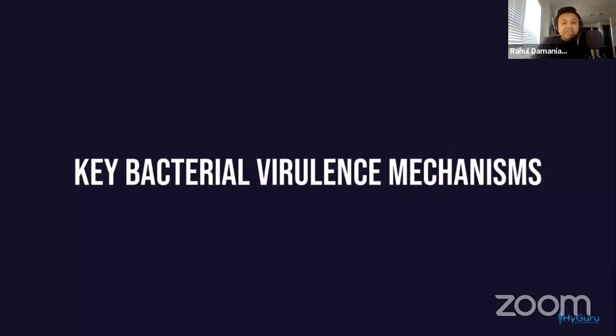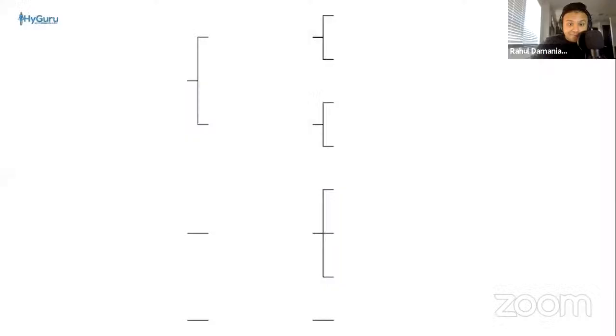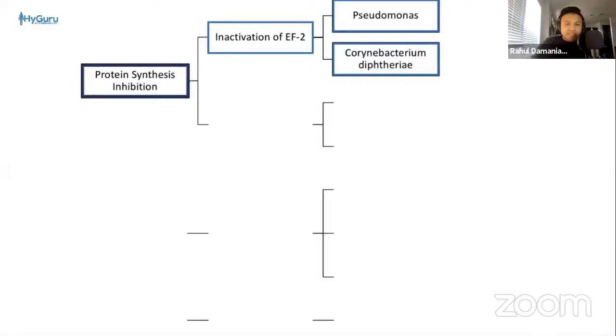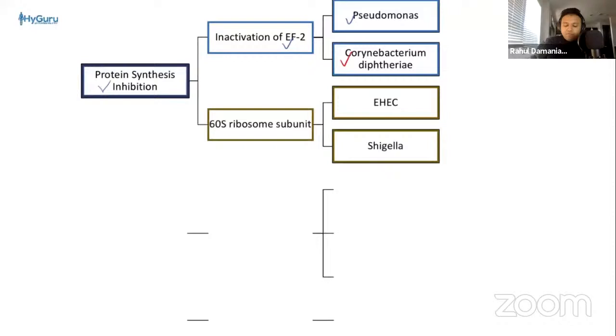And so that brings us to key bacterial virulence mechanisms. Again, I want to integrate the actual microbiology for test day as well. And so let's go through some key concepts here. Bacteria can cause virulence by inhibiting protein synthesis. And we talked about inactivation of elongation factor 2 related to Pseudomonas, but remember that your diphtheria can do that as well. Watch for that unimmunized patient who has upper airway obstruction and leathery tonsils. Another virulence mechanism is related to modulating the 60S ribosomal subunit. And remember, the Shiga toxin can do that. And that's going to be seen in EHEC, which is enterohemorrhagic E. coli, as well as Shigella, because both of them have the Shiga toxin. And the Shiga toxin inhibits 60S. And again, that inhibits protein synthesis.